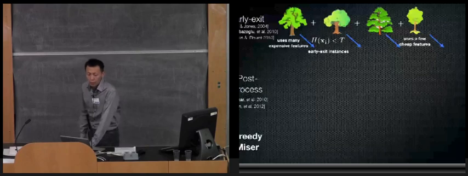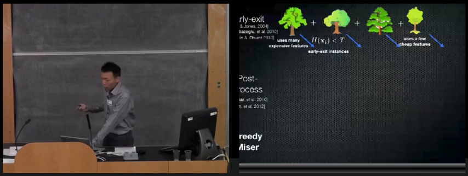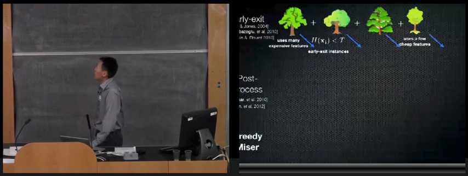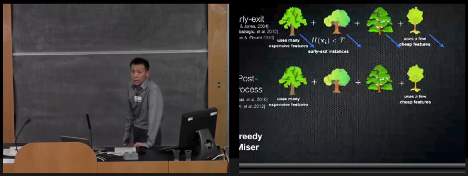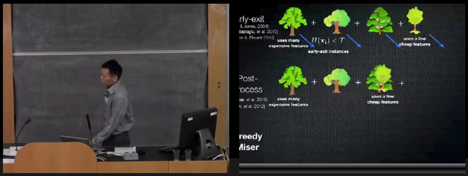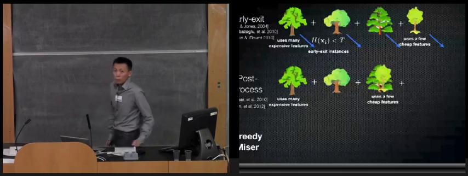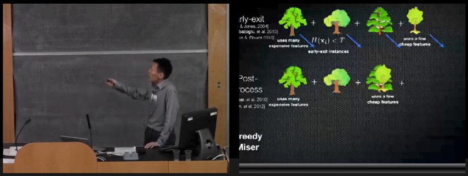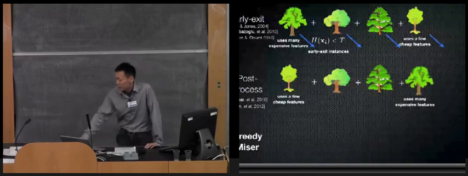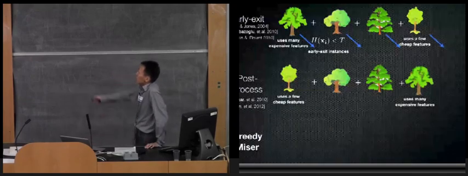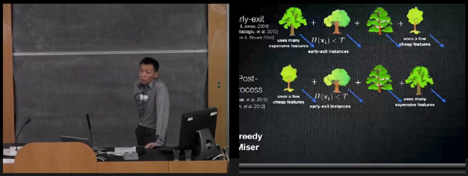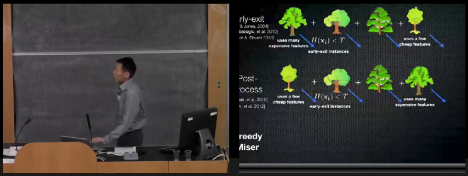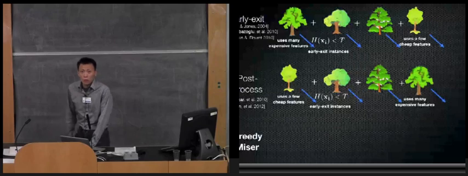To overcome this problem, people came up with post-processing algorithms. Same as early exit, they still build all these trees without considering test-time cost, but then they reorder and reweight all these trees to minimize the test-time cost, and then set the threshold and exit early. Now, because the first few trees mostly use cheap features, the average test cost is greatly reduced.